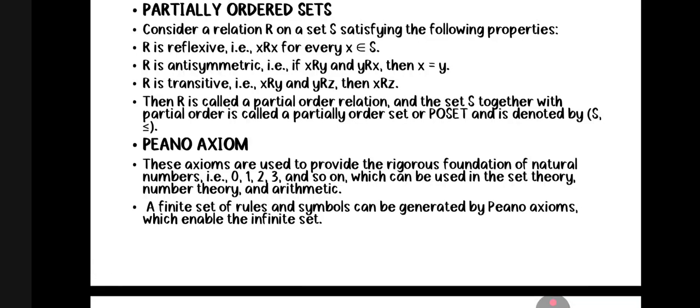Peano axioms. The axioms are used to provide a rigorous foundation for the natural numbers, namely 0, 1, 2, 3 and so on, which can be used in set theory, number theory and arithmetic. A finite set of rules and symbols can be generated by the Peano axioms, which enable the infinite set.